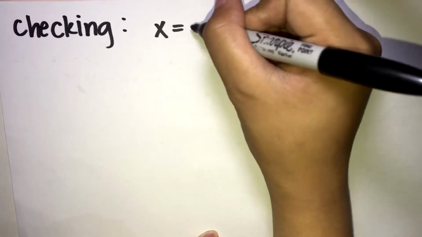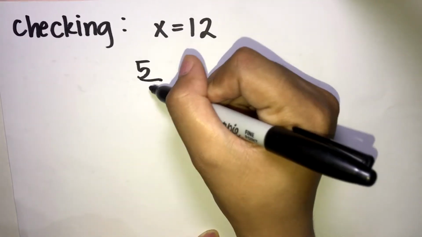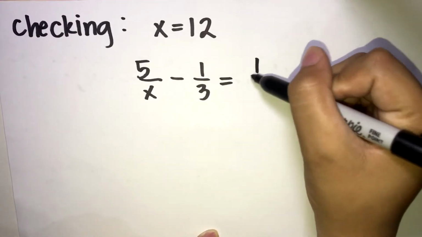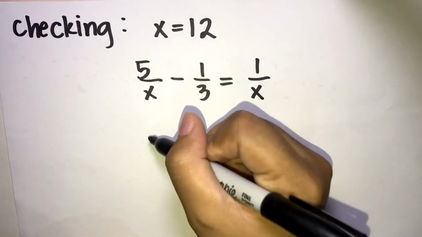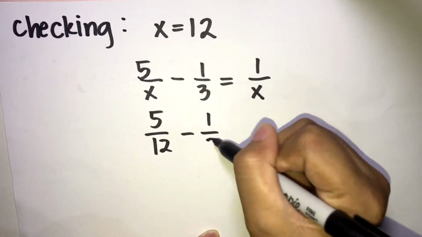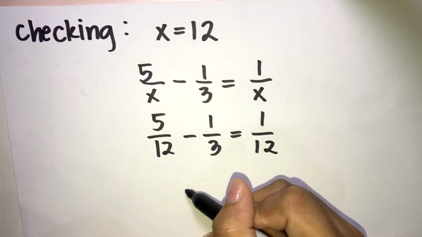To check if our answer is correct, substitute 12 with our equation, which is 5 over x minus 1 over 3 is equal to 1 over x. So it would be 5 over 12 minus 1 over 3 is equal to 1 over 12. Find the LCD, which is 12. 12 divide 12 is equal to 1.